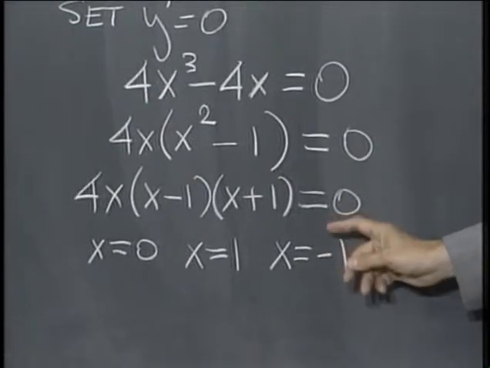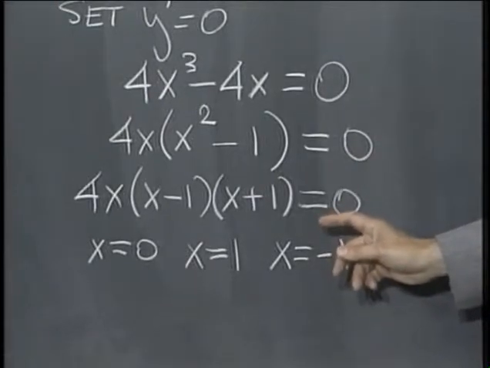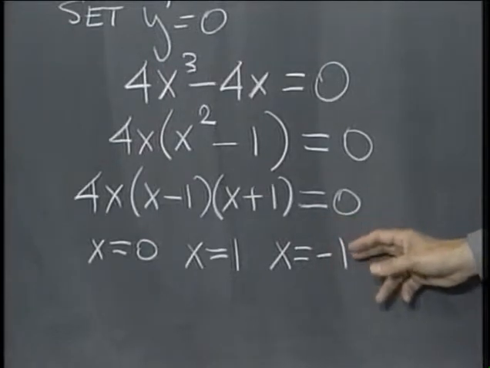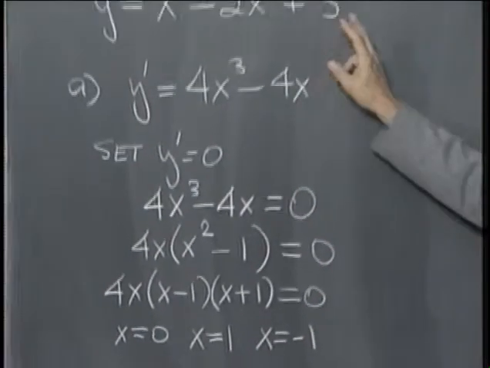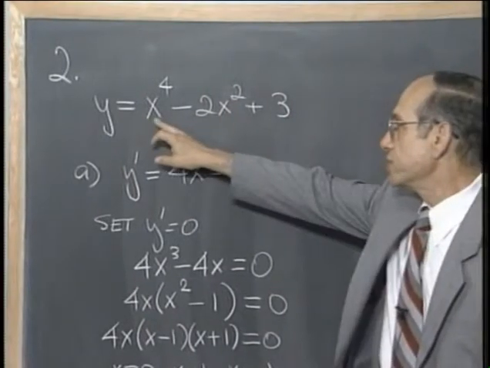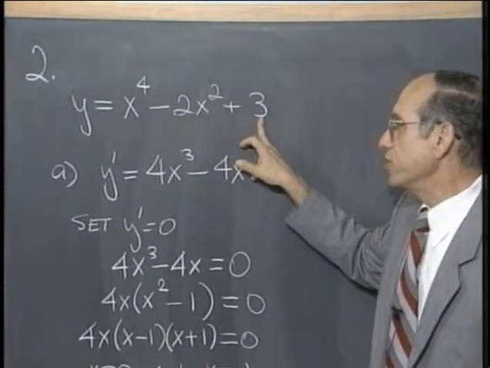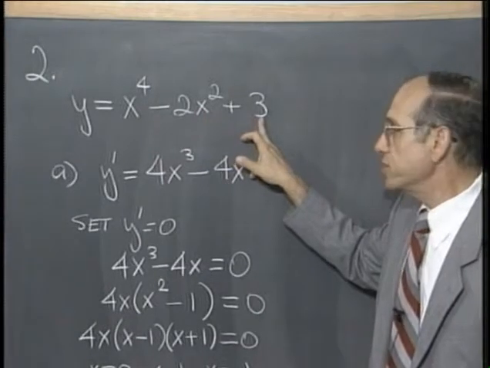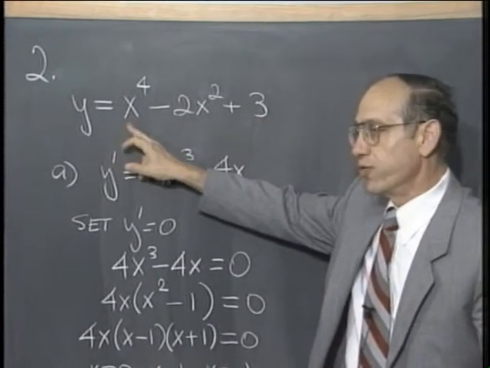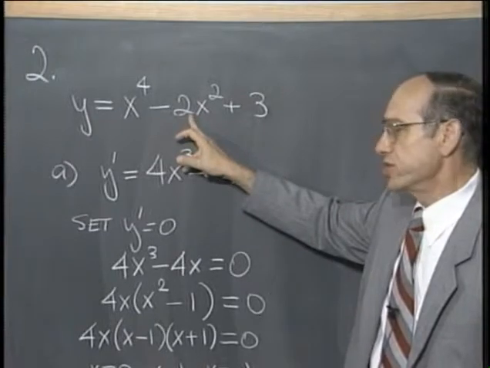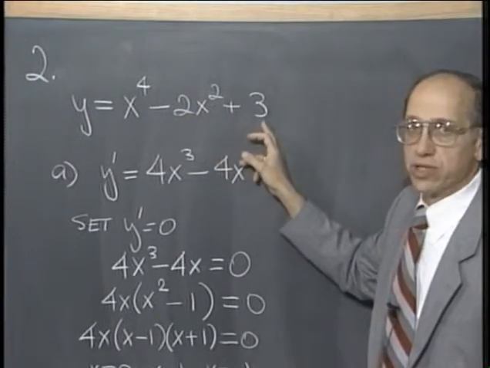Now, we'd like to know the y values that correspond to those 3 points. And we go back up to our original equation for y, which is y equals x to the fourth minus 2x squared plus 3. And we start with x equals 0. This we can do in our heads pretty easily. If x is 0, then x to the fourth is 0. 2x squared is 0. So y has to equal simply 3.